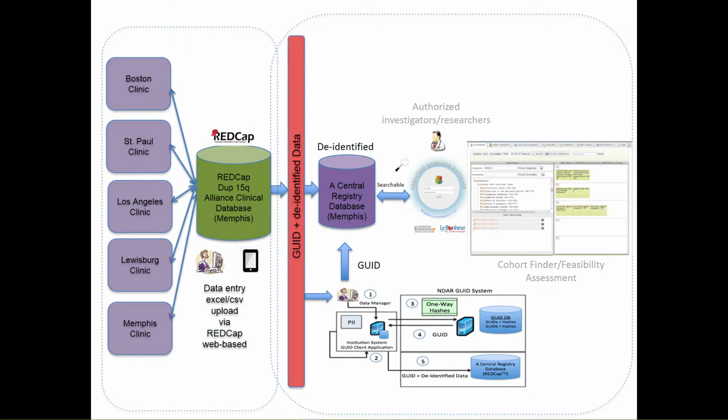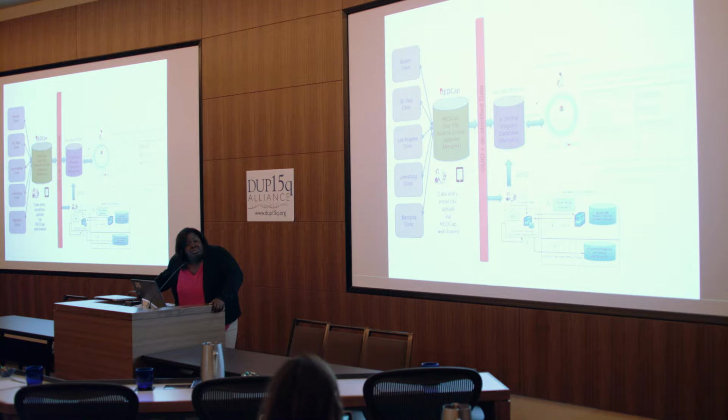And so this is just a workflow of how that process would go. So we have all 5 of our clinics entering data into our REDCap instance in Memphis. That data will then be de-identified, and GUIDs will be generated for those patients and stored in a de-identified registry, which will then be accessible to researchers and authorized users via I2B2 possibly, or I2B2-like system.